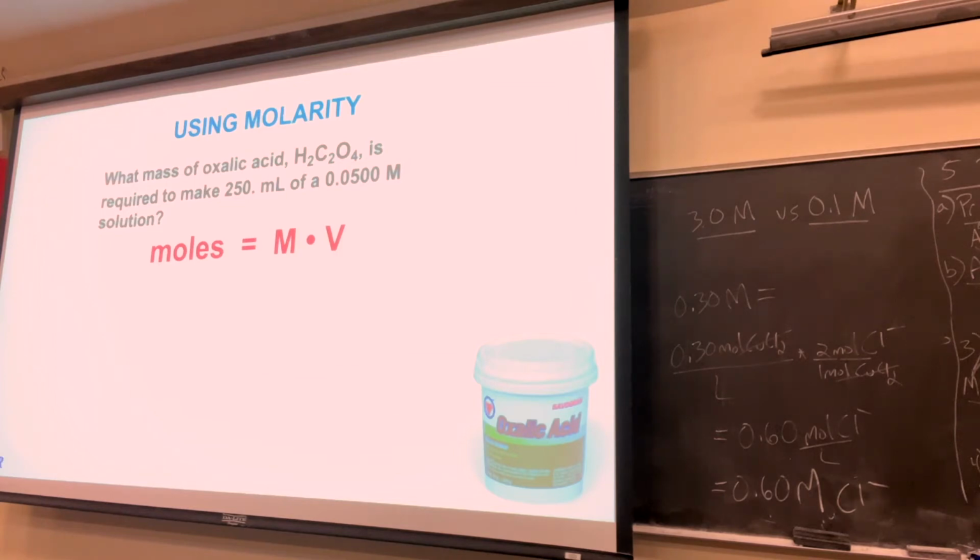And notice that in this acid, we have 2 H's listed first. This is what they call a diprotic acid, which means it has 2 H pluses that come off. So this is pretty powerful stuff. But anyway, in this problem, we want to make 250 milliliters of a 0.0500 molar solution. And the question is, how much oxalic acid do we weigh out from the bulk container and add to 250 milliliters or so of water to make this solution?